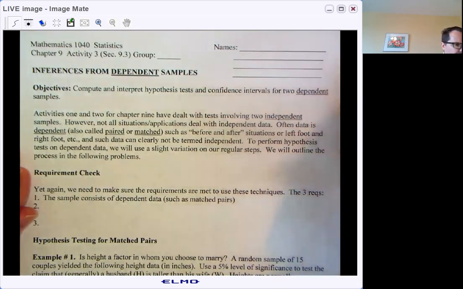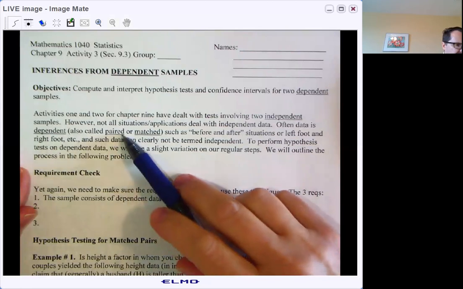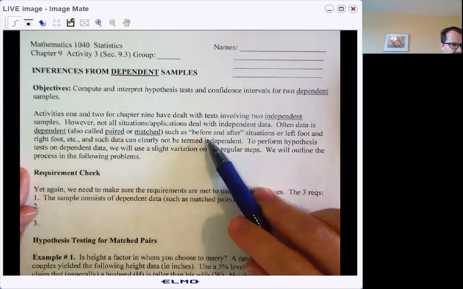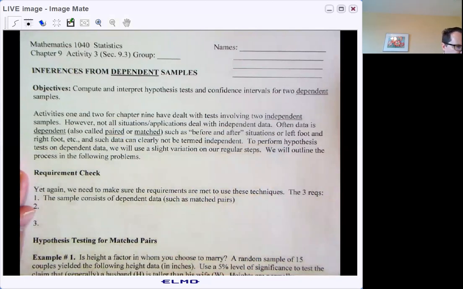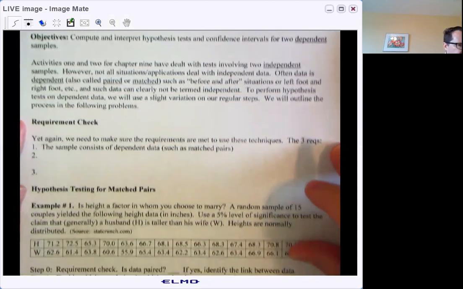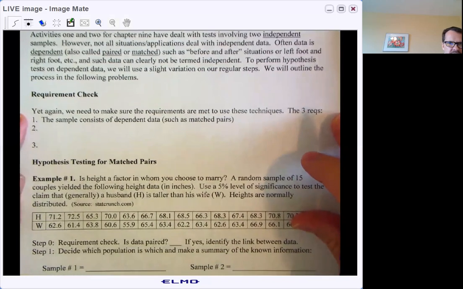We call those dependent data, because they come in matched pairs. Those could be such as before and after situations, left foot, right foot, or whatever the case may be. But there's a definite link between the data values, so we can't call them independent. So in this bonus activity, I'll show you how we can handle those kinds of situations where we have dependent samples. Okay, first off, we need to make sure that we're on the right page.